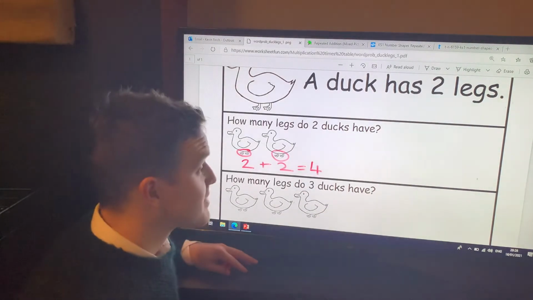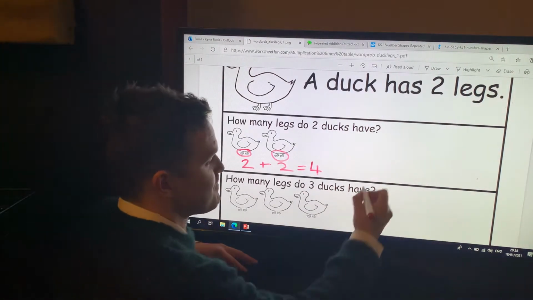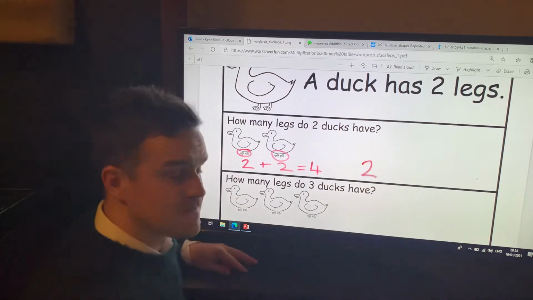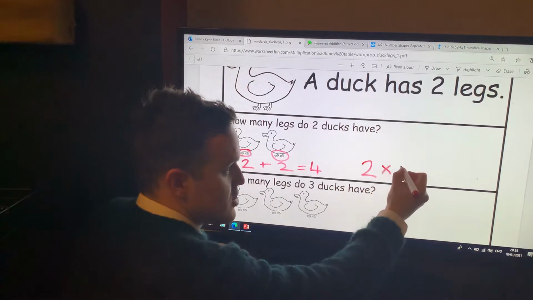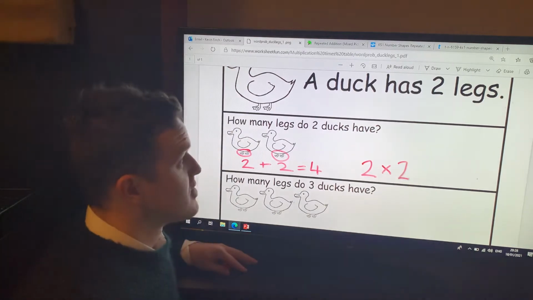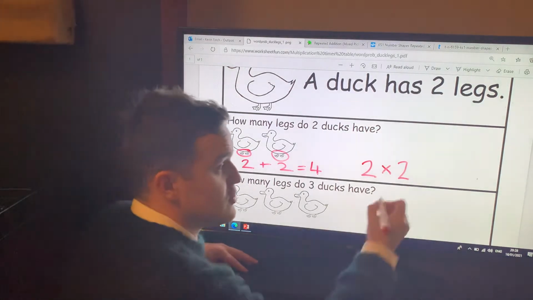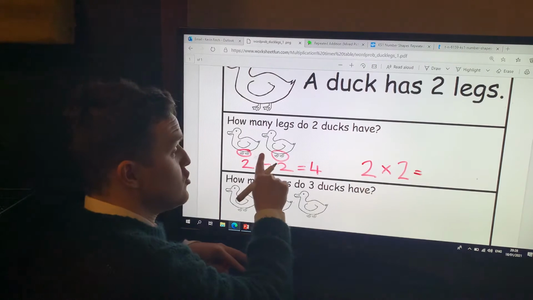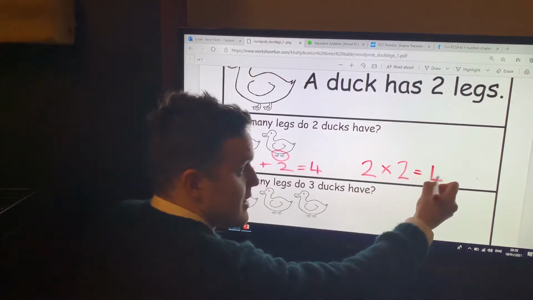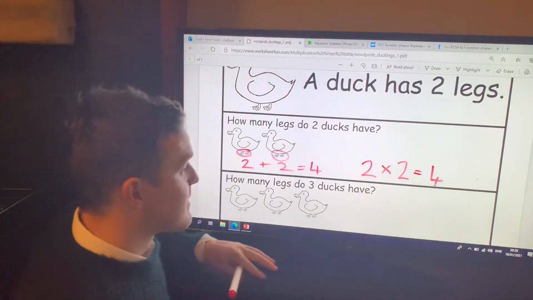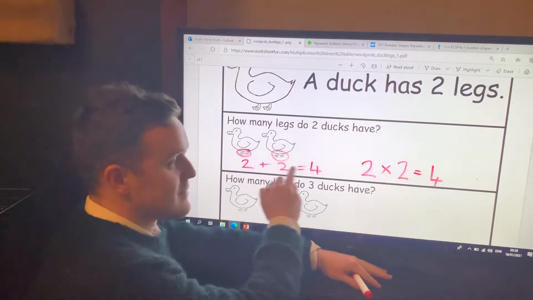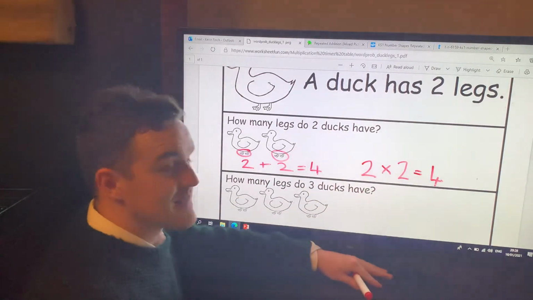Or, as a multiplication sentence, I have 2 ducks, and each of them has 2 legs. So 2 times 2 equals 4. The exact same thing. So adding and multiplying, and I'm getting the same answer.